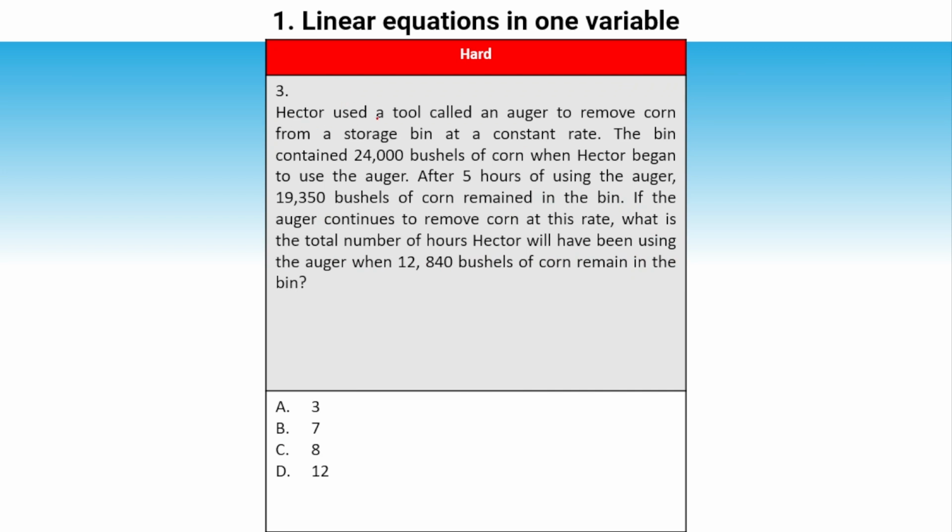Okay, so let's move to a hard question under this section. Hector used a tool called an auger to remove corn from a storage bin at a constant rate. Okay, this is the key point. The bin contained 24,000 bushels of corn when Hector began to use the auger. After 5 hours of using the auger, 19,315 bushels of corn remain in the bin. If the auger continues to remove the corn at this rate, meaning that constant rate, what is the total number of hours Hector will have been using the auger when 12,840 bushels of corn remain in the bin?